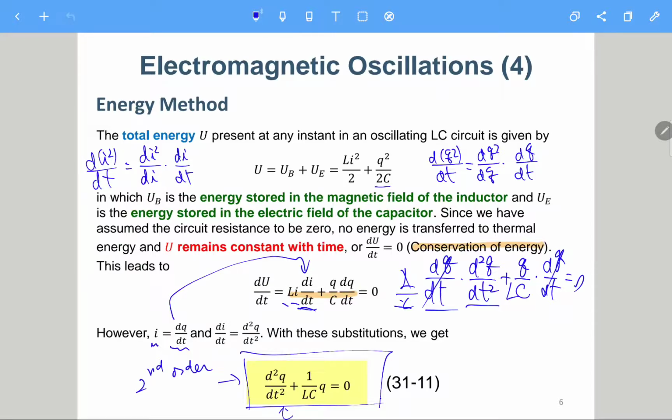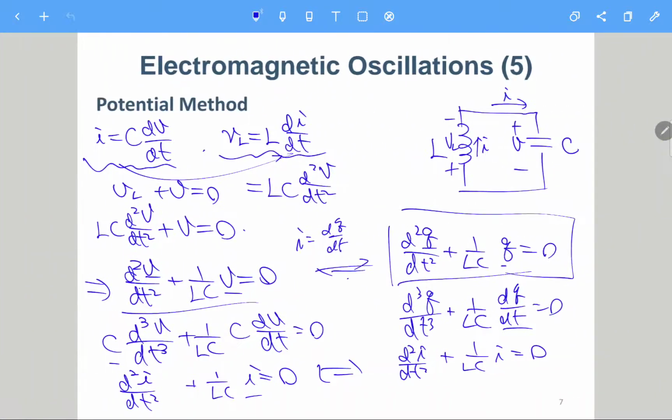But actually they are equivalent. Whether you use Q or V or I, you still have d²V/dt² + 1/(LC) V = 0, and also d²I/dt² + 1/(LC) I = 0. So you can have the version for V, the version for I, and the version for Q. It doesn't really matter which variable you use.